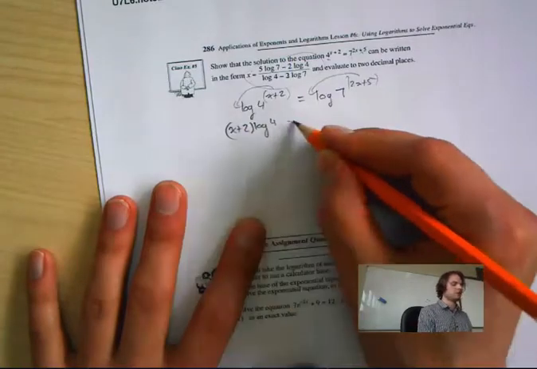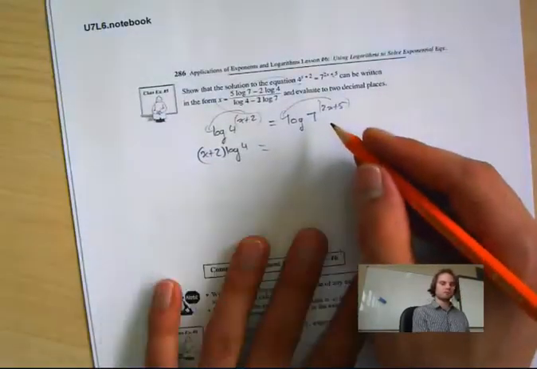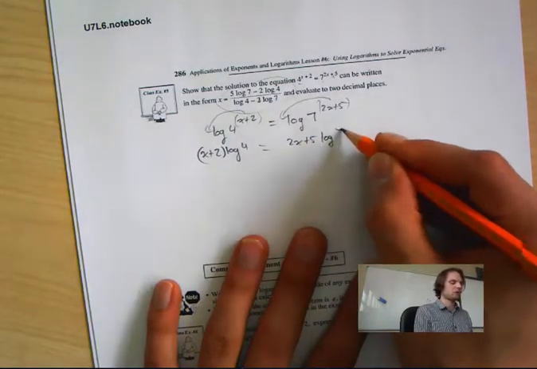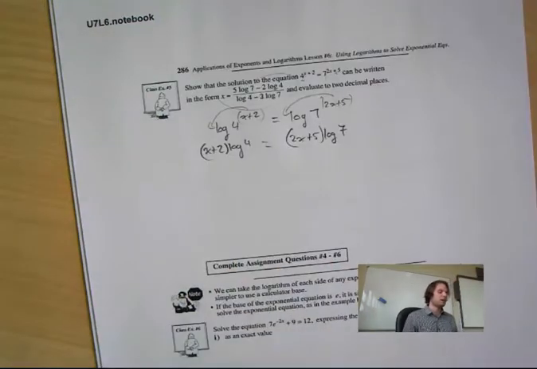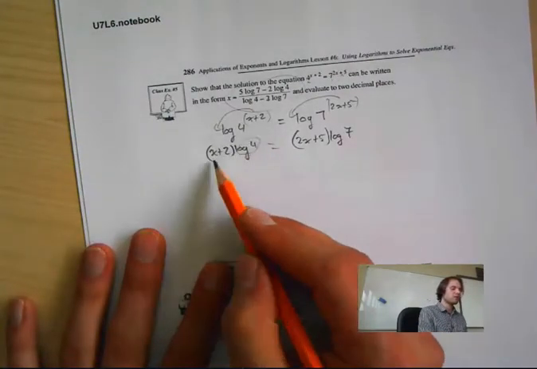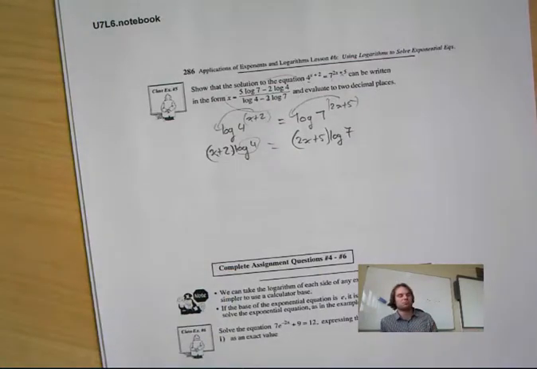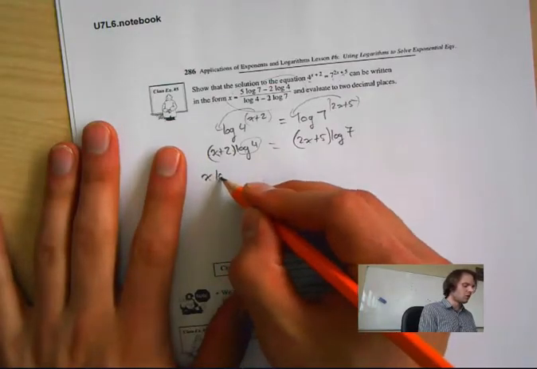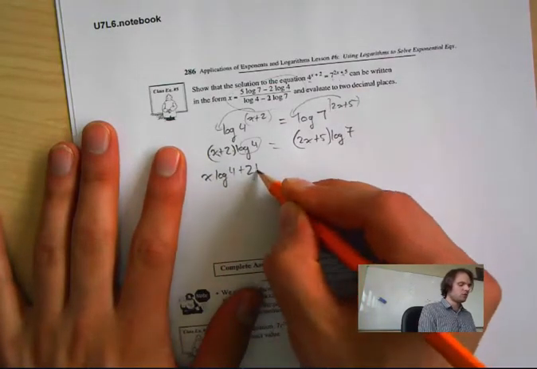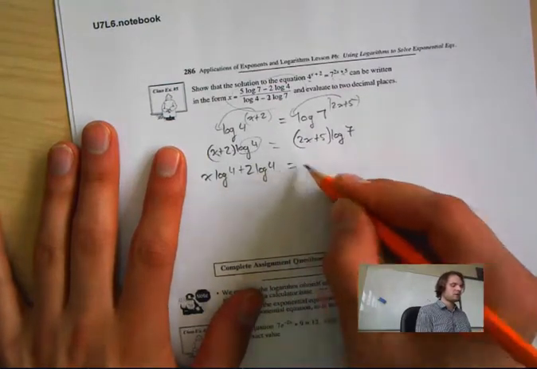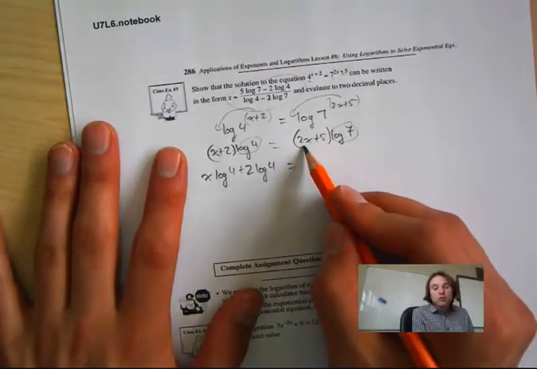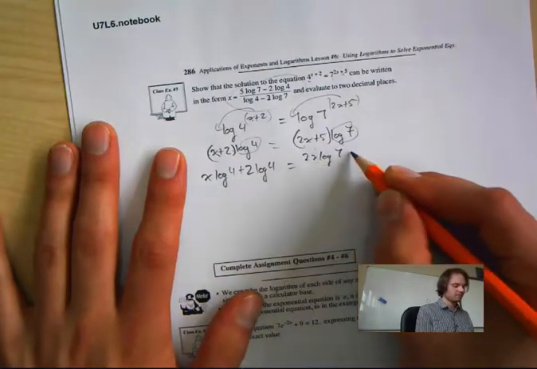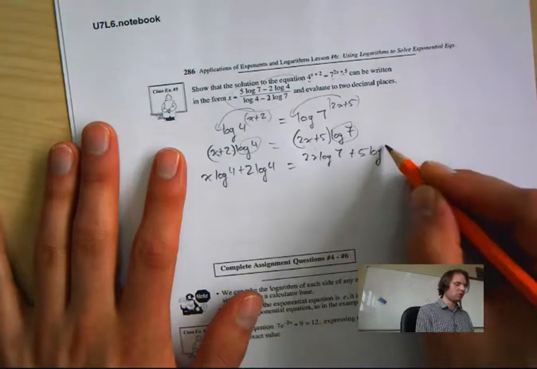So I get x plus 2, put it in brackets, is equal to, oops, that's supposed to have log 7. Now, this here, the log 4 is multiplied by everything there. So what must I do? That magical thing called the distributive law. So I'm going to get x log 4 plus 2 log 4 is equal to, now this log 7 is multiplied by both 2x and 5. So we multiply them in.